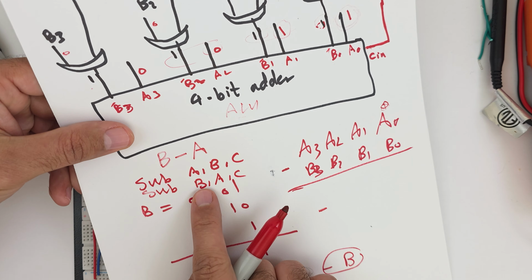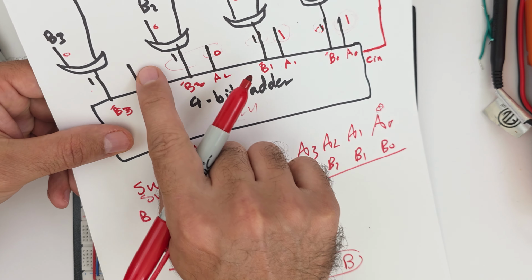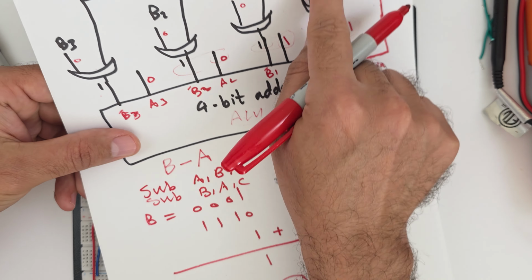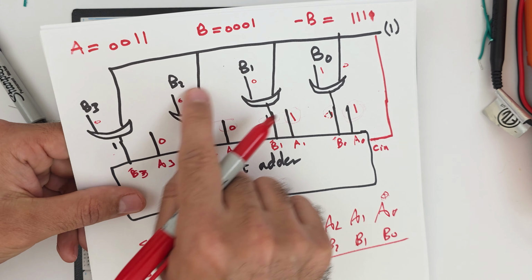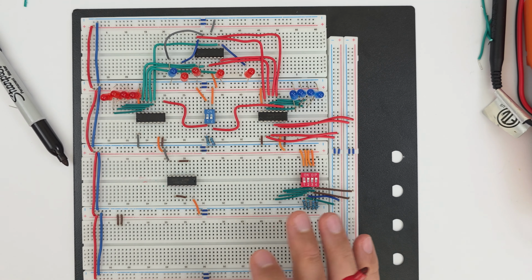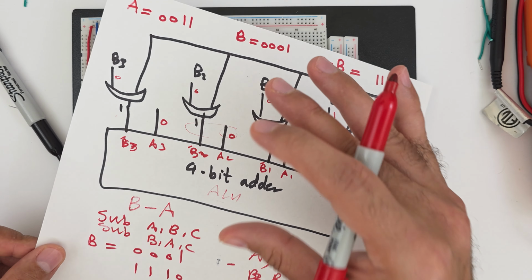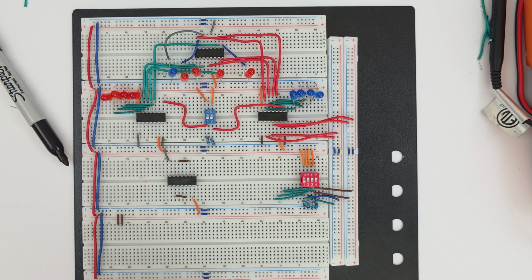So the B value will be the positive value here, and the A value will be the value that passes through the 2's complement steps. Anyway, I hope that you understand all of this. What we need to do now is implement the hardware of this circuit. How can we implement it?